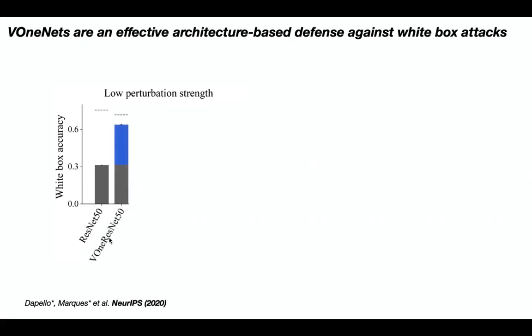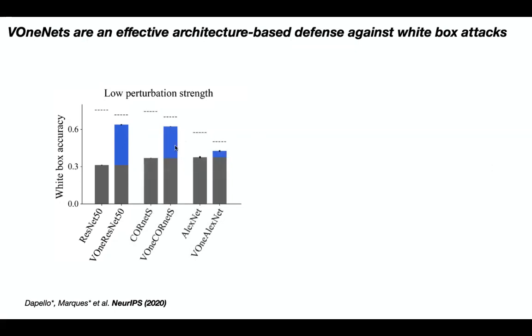And now when we compare with the same ResNet 50 architecture, but replacing the first convolutional layer by our V1 block, we see that our model has a considerably higher accuracy under this type of attacks. And these gains generalize for other architectures. Here I'm showing the CorNet-S, which is another architecture that was developed by colleagues in the lab. And here AlexNet, a very popular neural network used for object recognition.